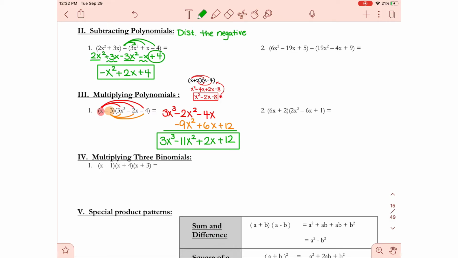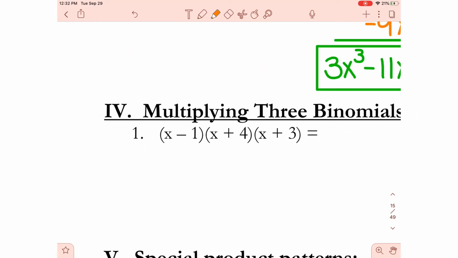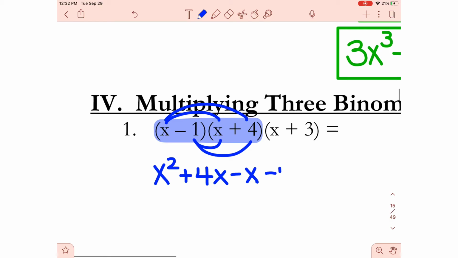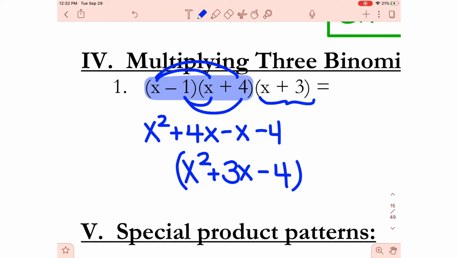Okay, and then if I multiply 3 binomials together, I'm just going to go in order, starting by FOILing the first 2 parentheses. So x times x is x squared plus 4x minus 1x minus 4, and that combines to x squared plus 3x minus 4.